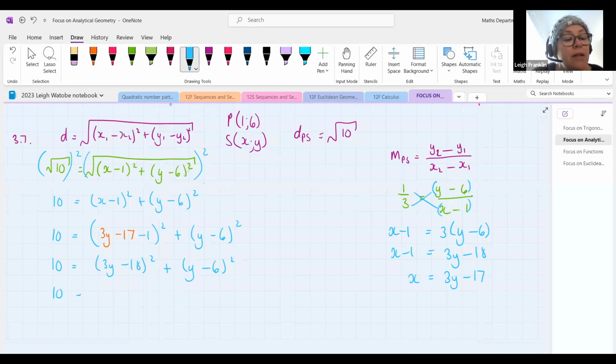Okay, so let's square out our brackets. Is everybody happy here if I just go straight to 9y squared minus, and then 18 times, this would be minus 108y, and then that would be. Is everybody happy with where I'm getting that from? I've squared the first binomial, and then I'm going to square the second one. Does that make sense to everybody? Okay.